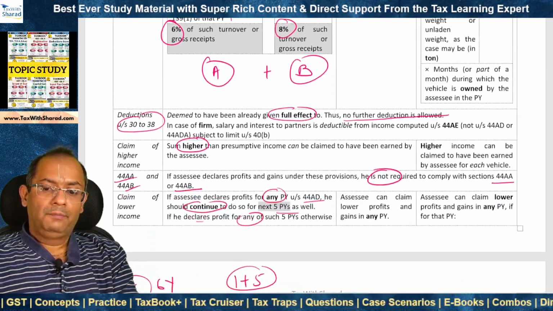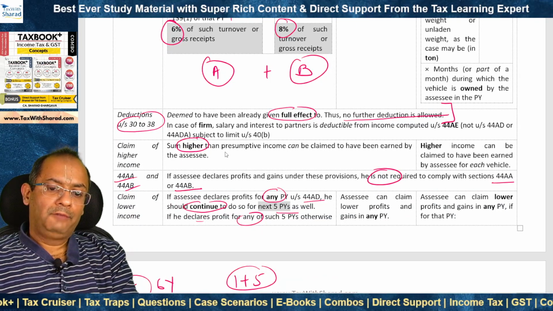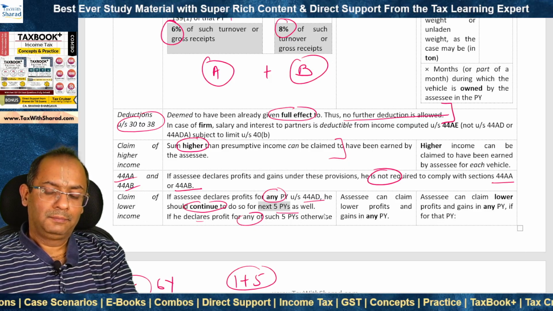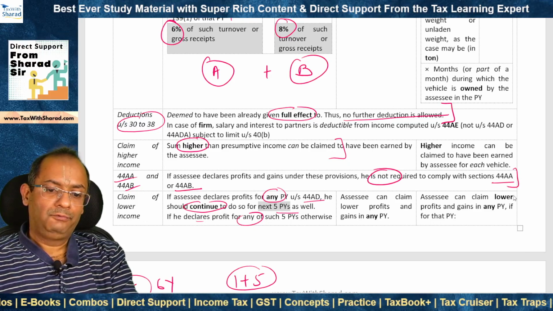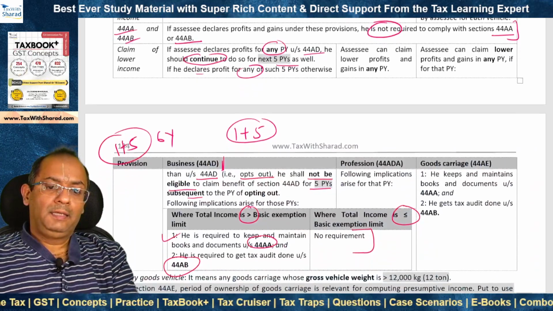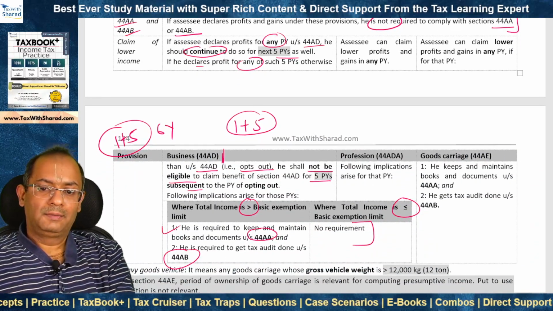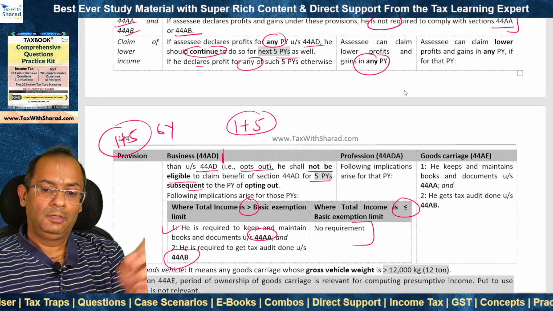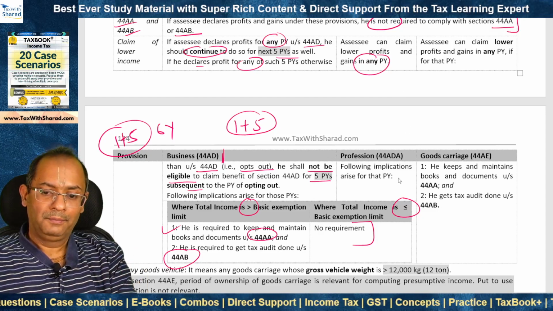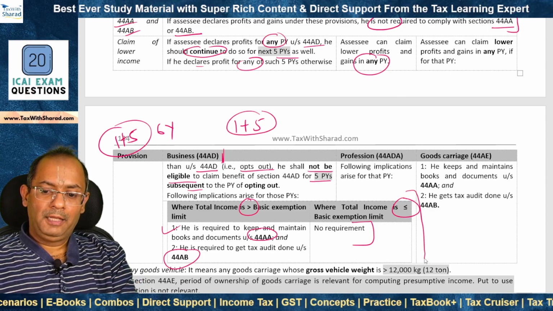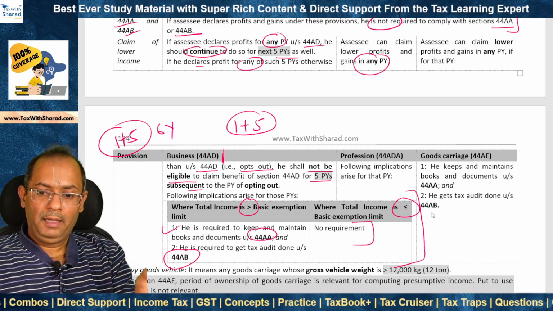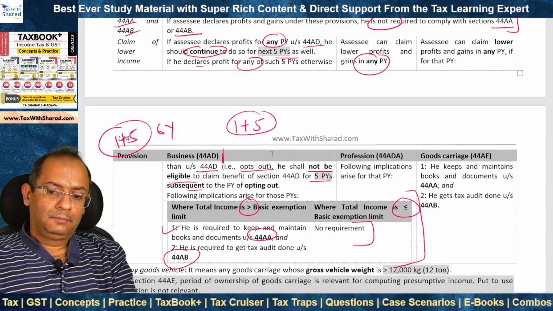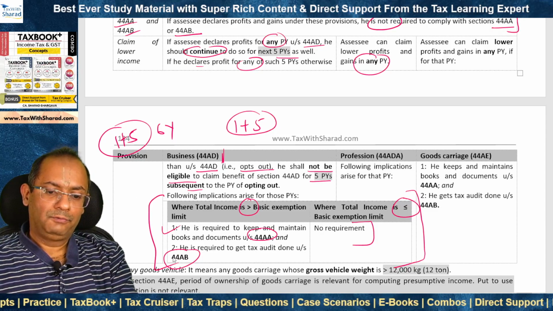Like 44AD, no specific deduction will be allowed. Like 44AD, a higher sum than 44ADA can be claimed to have been earned. Like 44AD, 44AA and 44AB will not apply. Can the assessee claim a lower income? Now there is a difference. As against 44AD, assessee can claim lower profits and gains in any previous year, so the lock-in concept of 6 years doesn't apply here. But the same implications arise which were there for 44AD in the year when the assessee wants to move out. The same implications as we had discussed for 44AD, they apply.